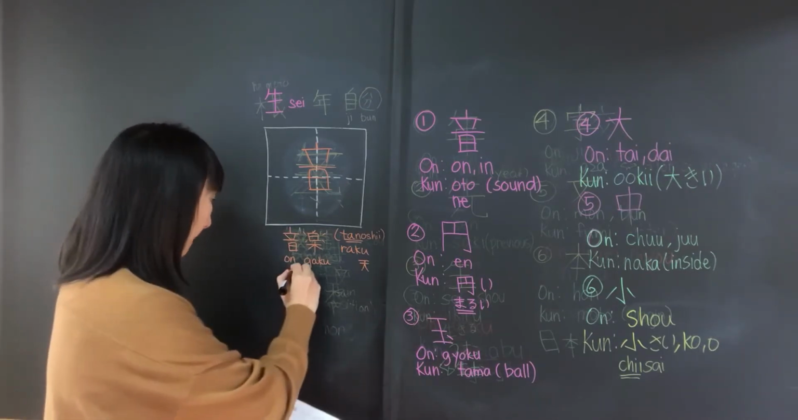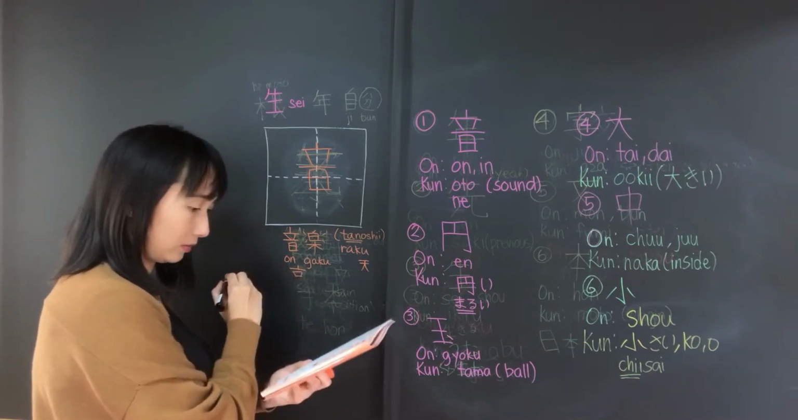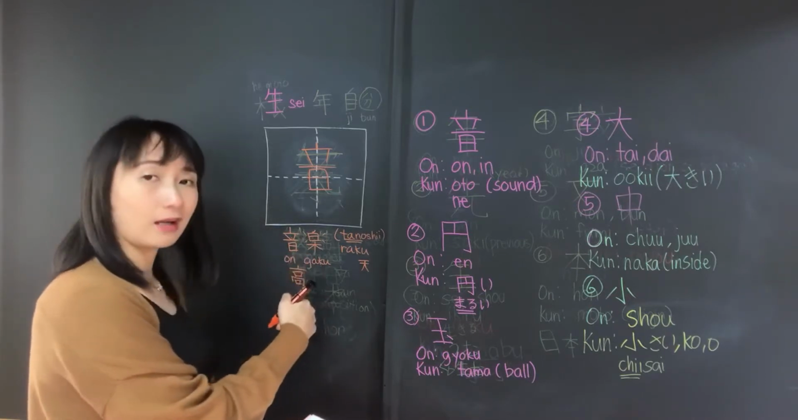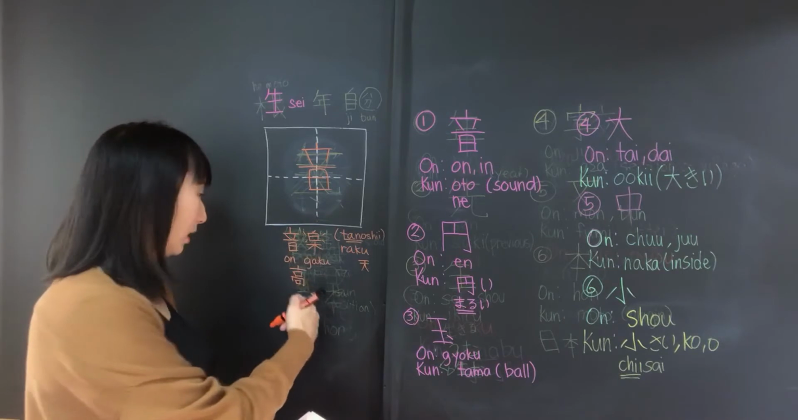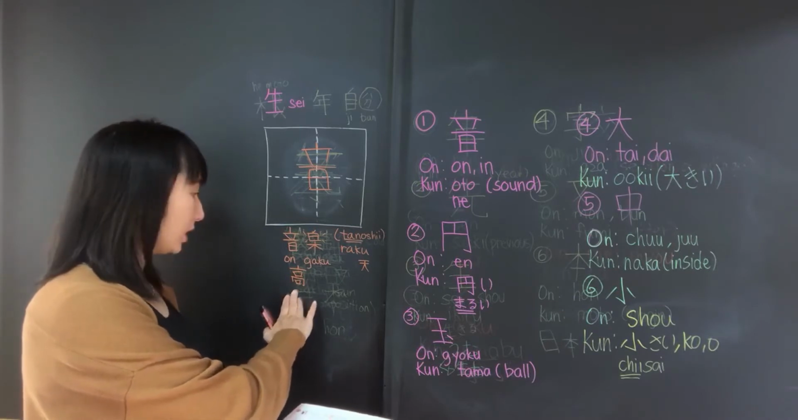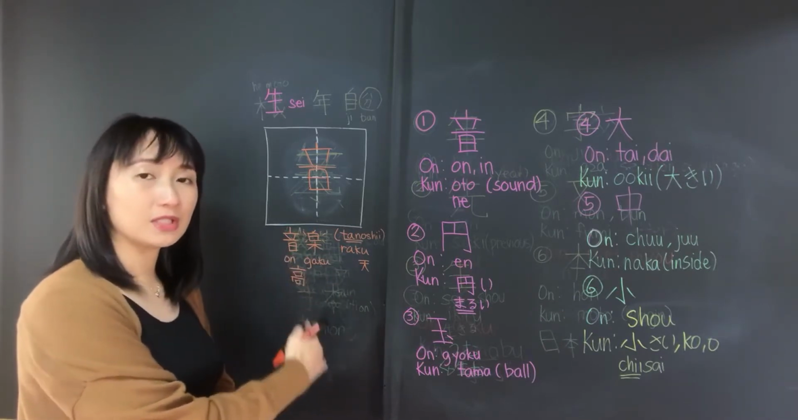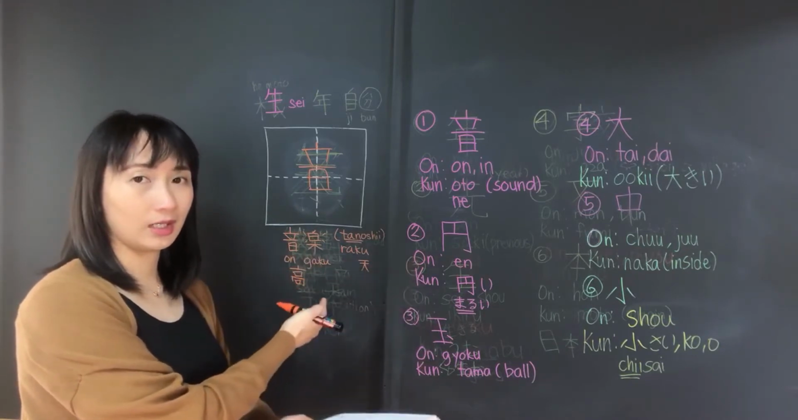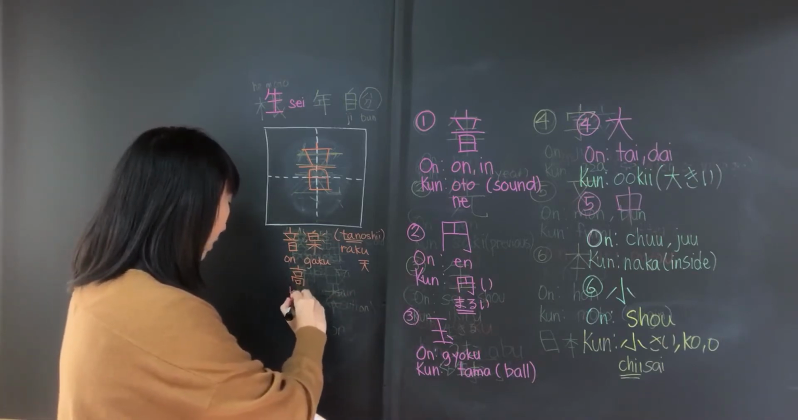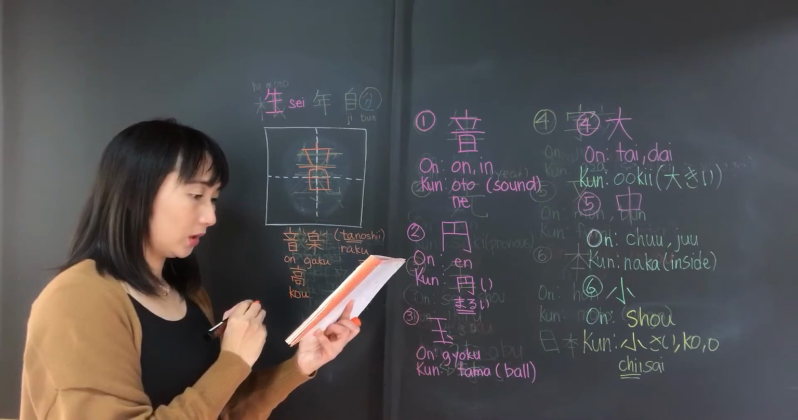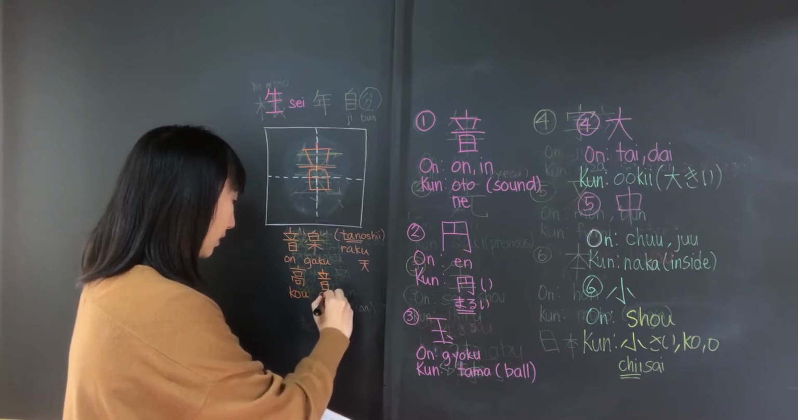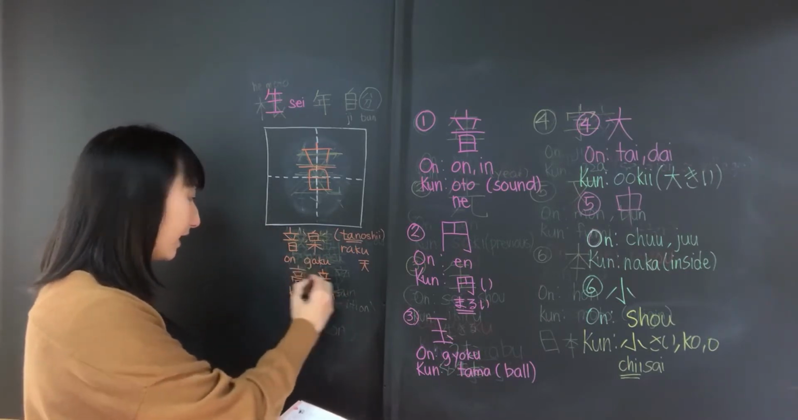How can I write it? This is taka, the taka of takai. But when you partner this kanji with on, the reading is not taka but becomes ko, the ko of koko. Koon. So it's like high sound.